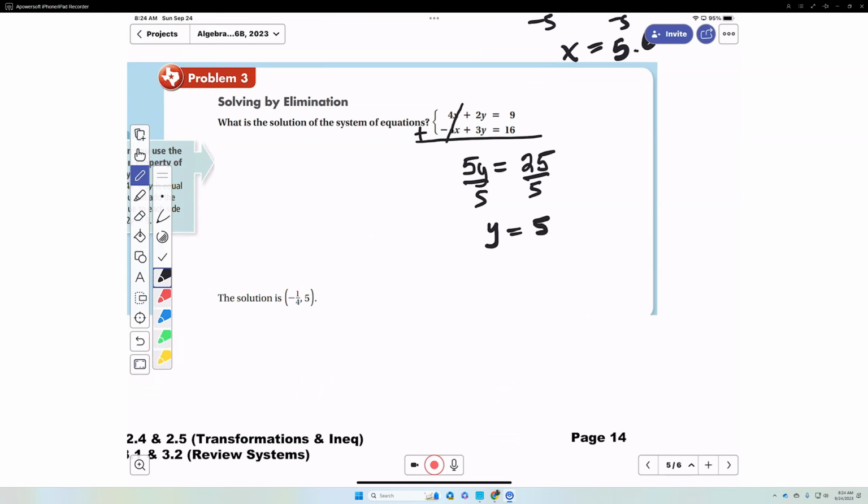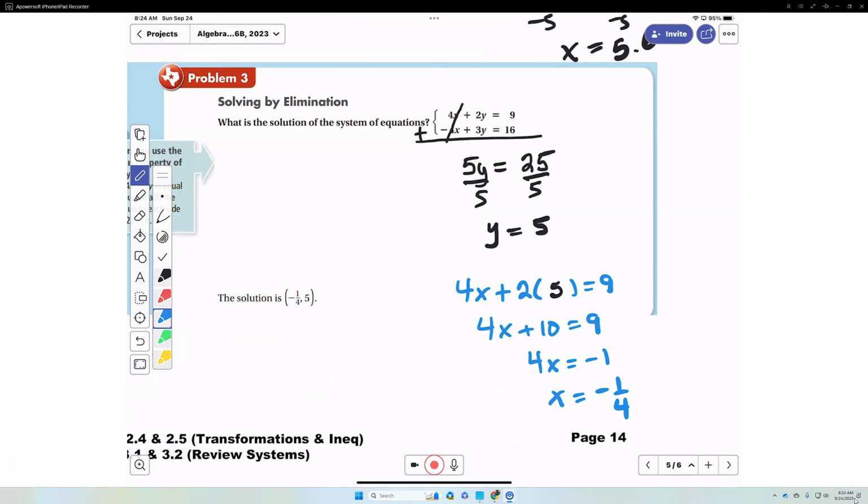So we're not done yet. What we need to do is go back into one of the equations and substitute. So we have 4x plus 2 times y equals 9. In this case, our y value is 5. So we're going to substitute now. We're going to solve for x. We have 4x plus 10 equals 9. I subtract 10 from both sides, so 4x equals negative 1. Since we're multiplying, we're going to divide, so x equals negative 1/4.